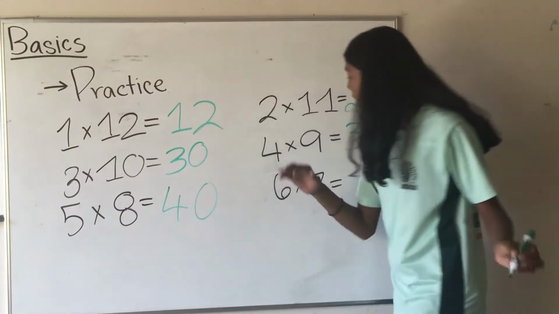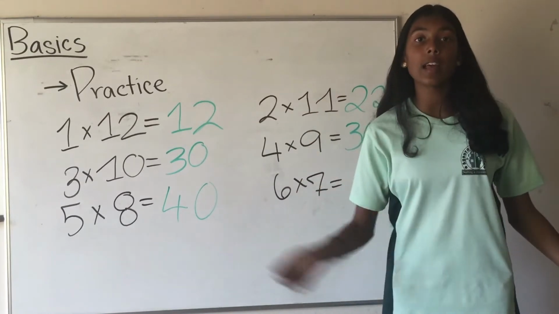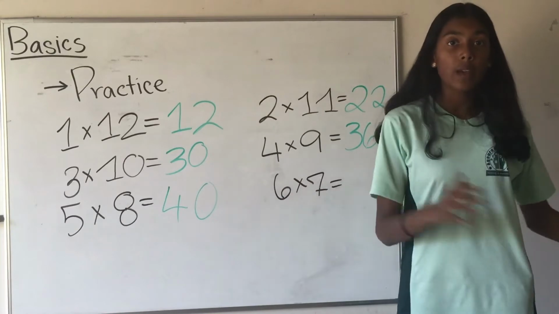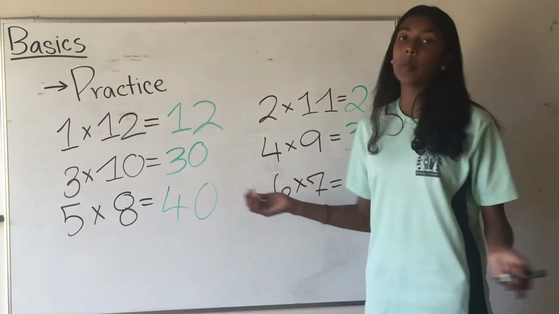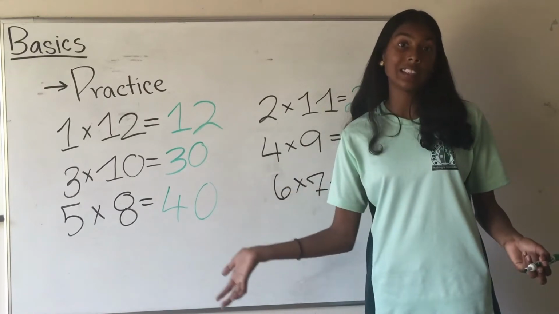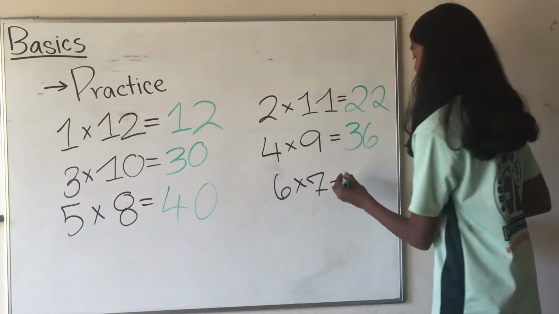And our last one, 6 times 7. Since we should memorize that, the answer is 42. We have no real trick for 7 and 6. Basically, you're doubling it and then tripling it, or tripling it and then doubling it. It really doesn't matter. So we get our answer, 42.